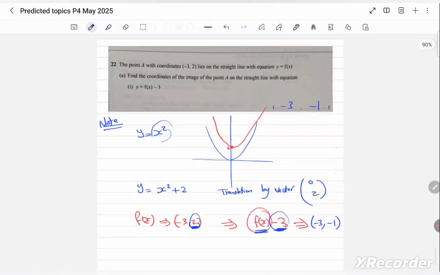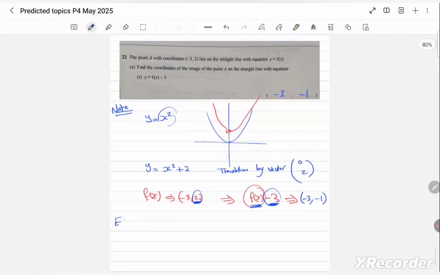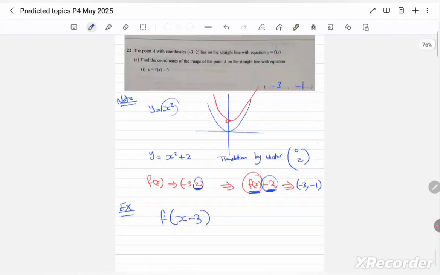Okay, let's make another question. For example, if I have the same, but f of x minus 3, what happened here? Look, now it's inside the bracket, so we are talking about x. So a translation also happened, but this translation happened in the x-axis, not in y. So y is 0. Nothing happened in y. So the translation happened in x.